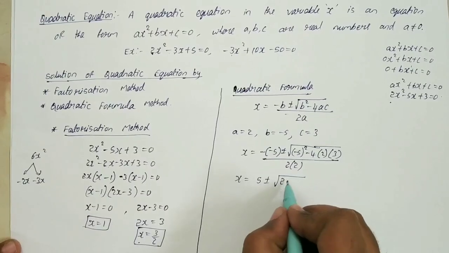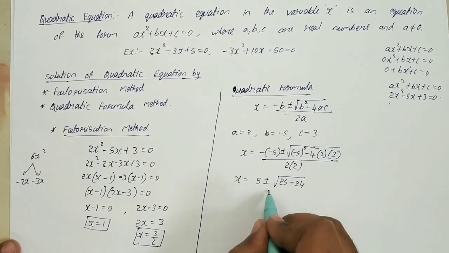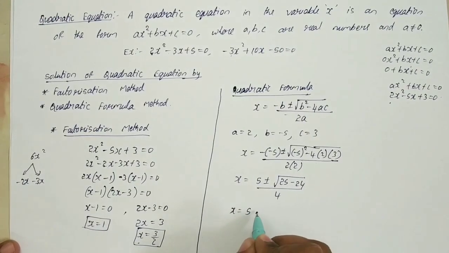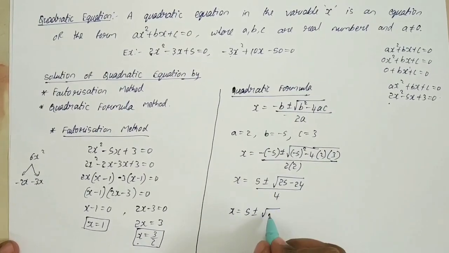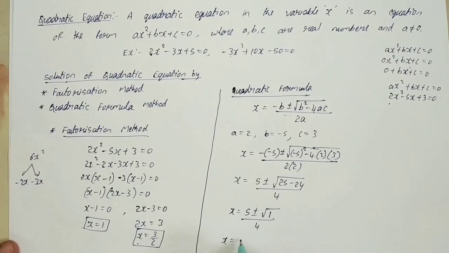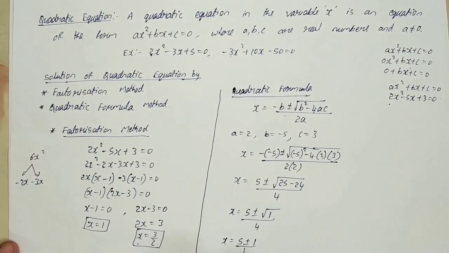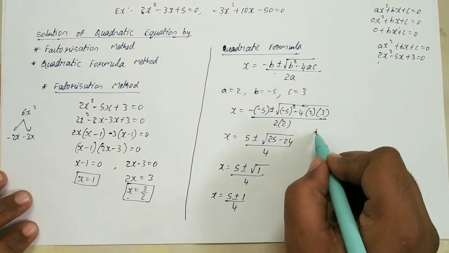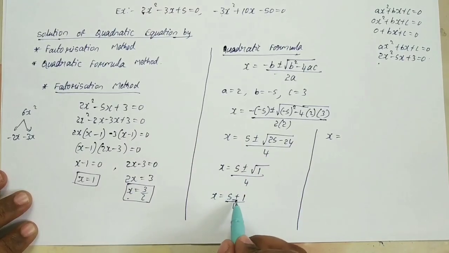So now x is equal to minus into minus is plus 5, plus or minus square root of minus 5 whole square, value 25, minus 4 2s are 8, 8 3s are 24, divided by 2 into 2, 4, right? Now x is equal to 5 plus or minus, as it is, square root of 25 minus 24, 1, divided by 4, right? Now x is equal to 5 plus or minus square root of 1, value 1 only, divided by 4, right?